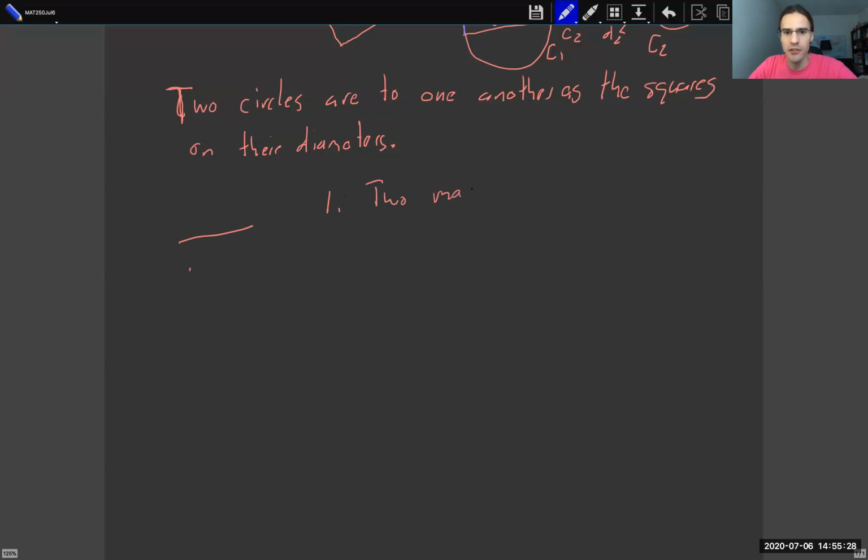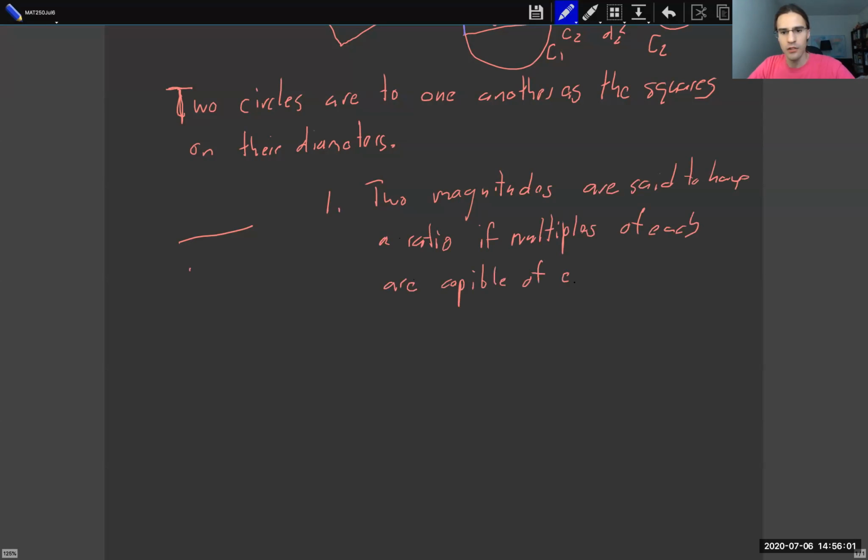Two magnitudes are said to have a ratio if multiples of each are capable of exceeding the other. So what does this mean? This means, let's say I have one line segment and I have another line segment. Well, I can take the original line segments and consider multiples, which just means I literally append copies of it end to end. By appending multiple copies, I eventually get something that exceeds the other.